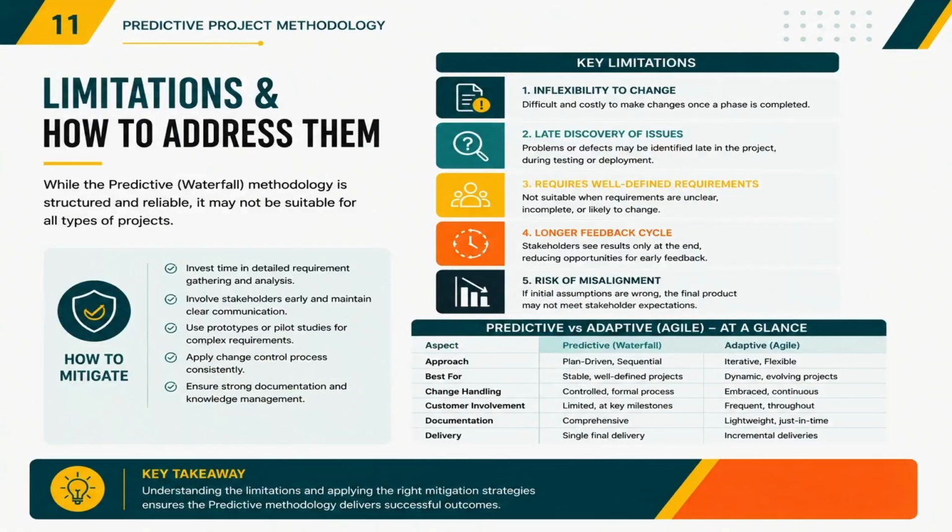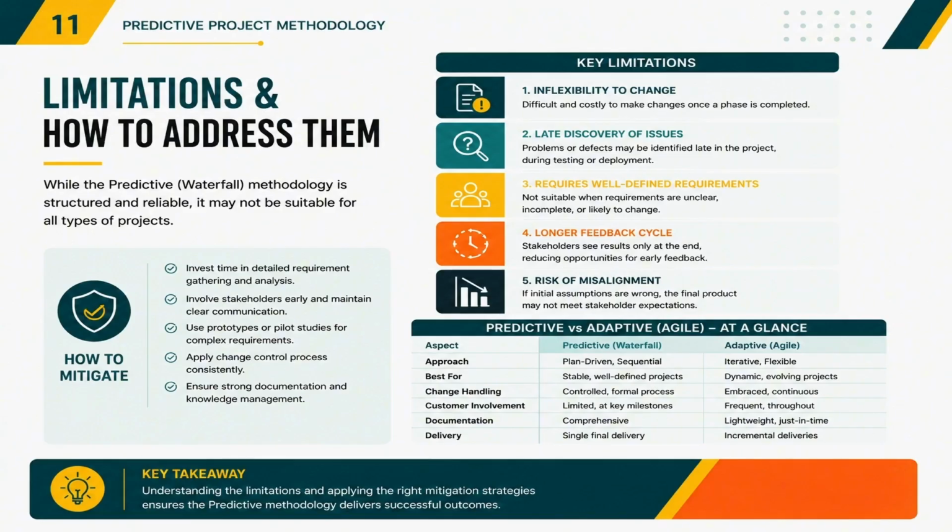Now let's come to the limitations and how to address them. Although predictive methodology has many strengths, it also has some limitations. One challenge is inflexibility. Making changes later in the project can be difficult and also costly. Another limitation to understand is the late discovery of issues. Since testing and feedback often happen later, some problems may only become visible near the end.